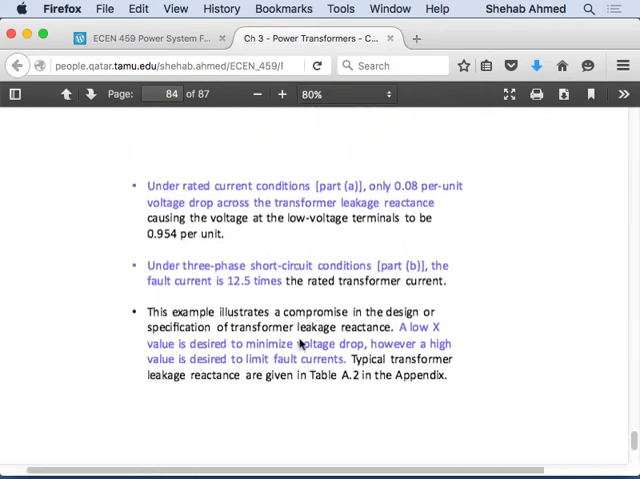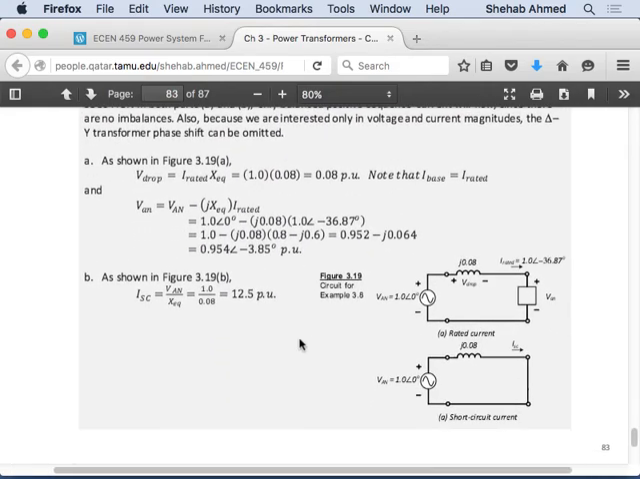Remember the example that we did before: I had a generator and I had a transformer leakage impedance in series, right? If this transformer leakage impedance is small, that is very good for voltage regulation purposes, right? Whatever voltage I generate will reach my load, if this leakage reactance of the transformer is small, right? But if it's small and I have a short circuit, is this good or bad?